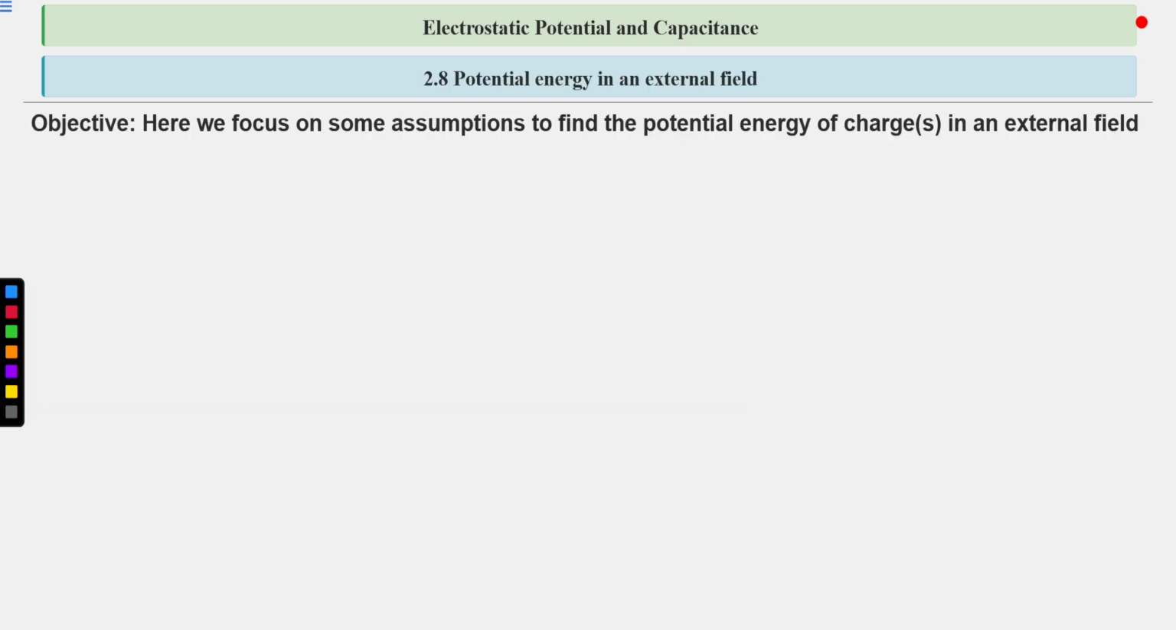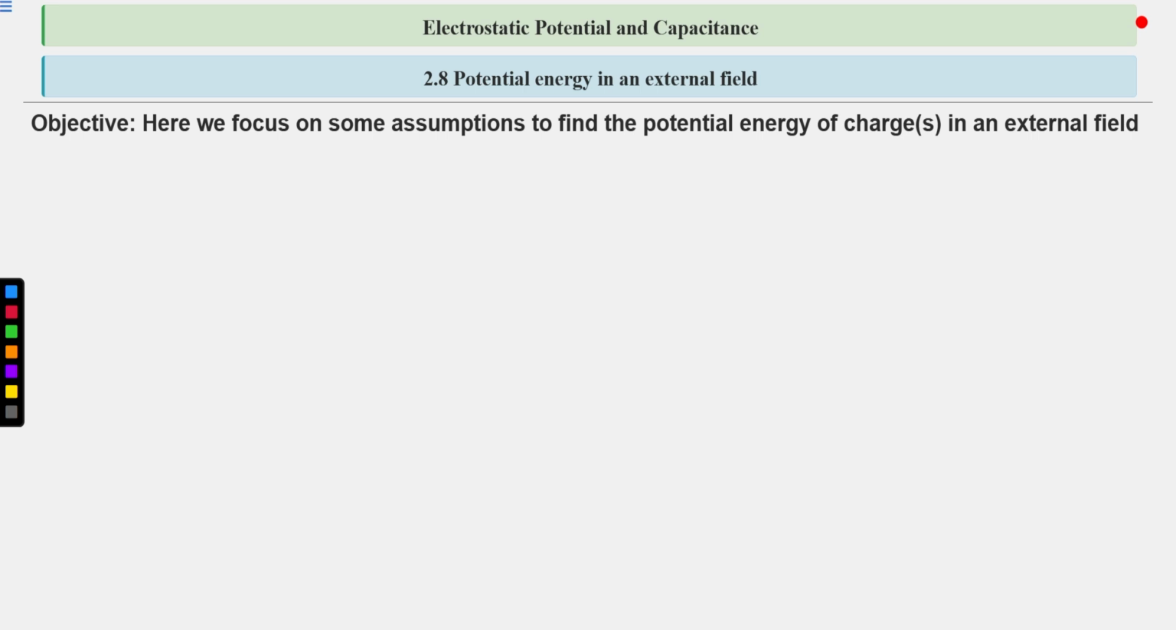Okay, next topic, potential energy in an external field. Firstly, we will deal with the potential energy created by another charge. There is a two charge system, and to bring a second charge into the configuration, we were considering the potential created by the first charge. Now we are going to see the potential energy in an external field.